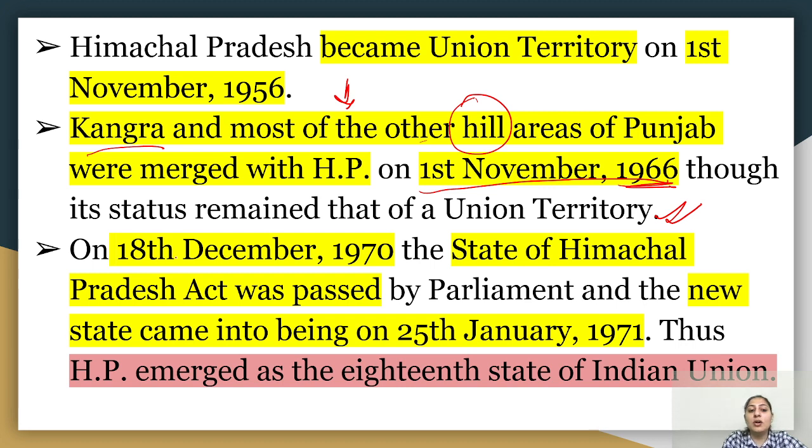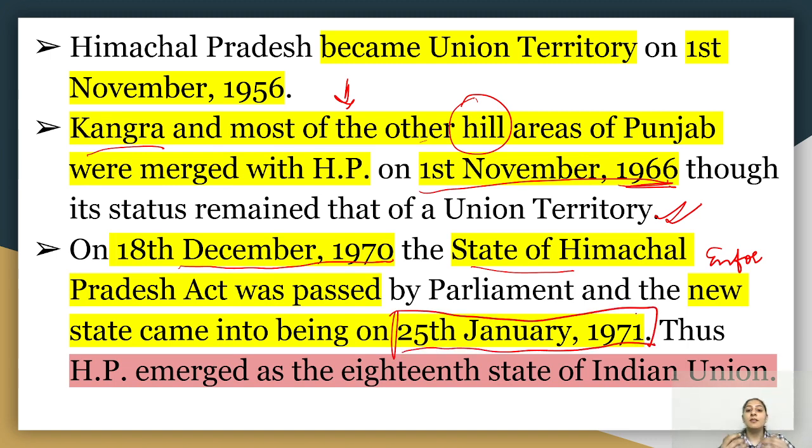It was only on 18th December 1970 that the act was passed with respect to the State of Himachal Pradesh Act. And thereafter, it came into being. When was it enforced? It was actually on 25th January 1971 that we got our state of Himachal Pradesh. And a pre-based fact, Himachal Pradesh emerged as the 18th state of the Indian Union.